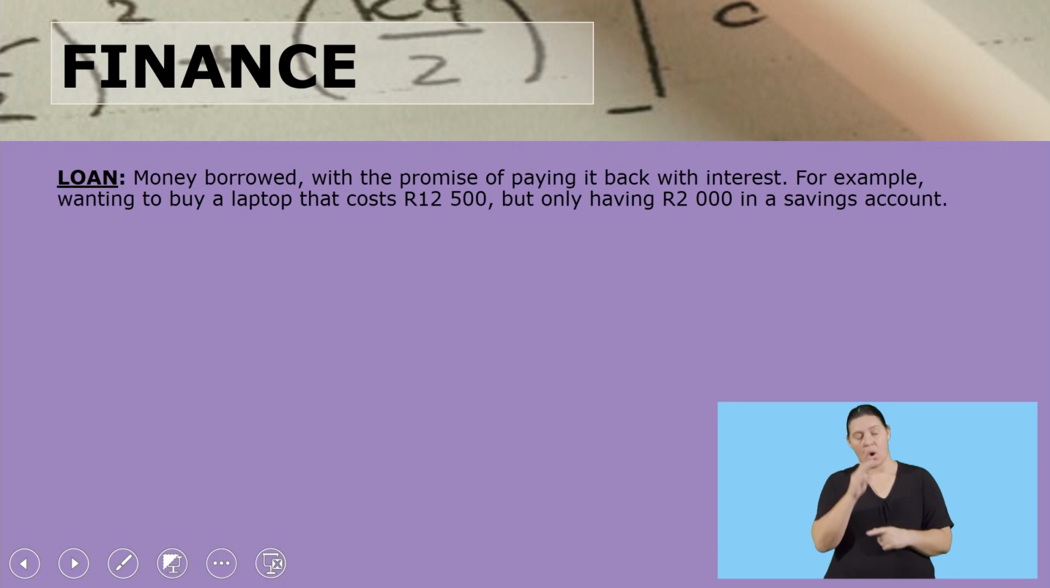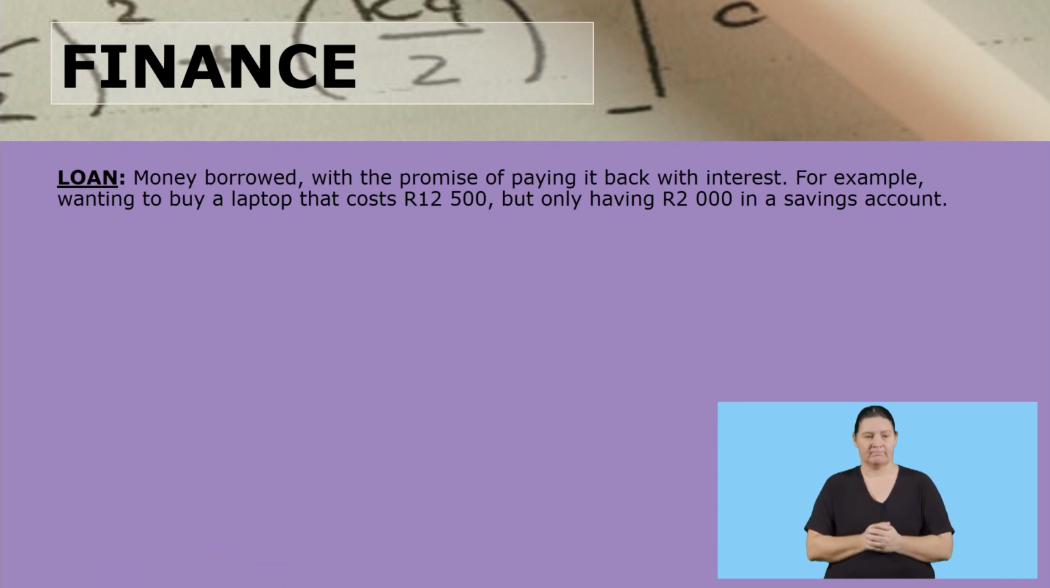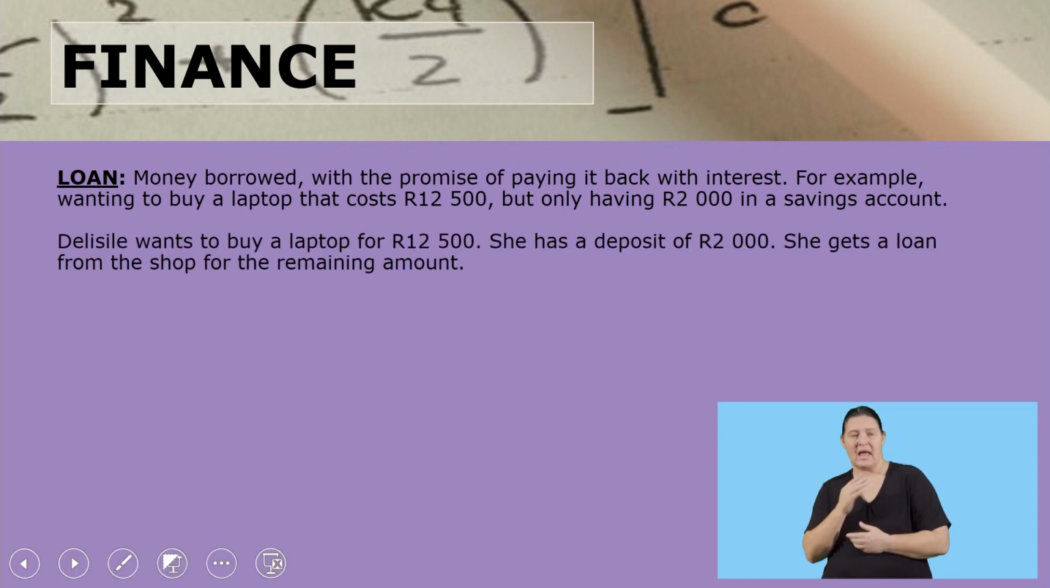Let's look at a loan. Okay, so a loan is money borrowed with the promise of paying it back with interest. For example, wanting to buy a laptop that costs 12,500 rands, but only having 2,000 rands in a savings account. So what is going to happen here?